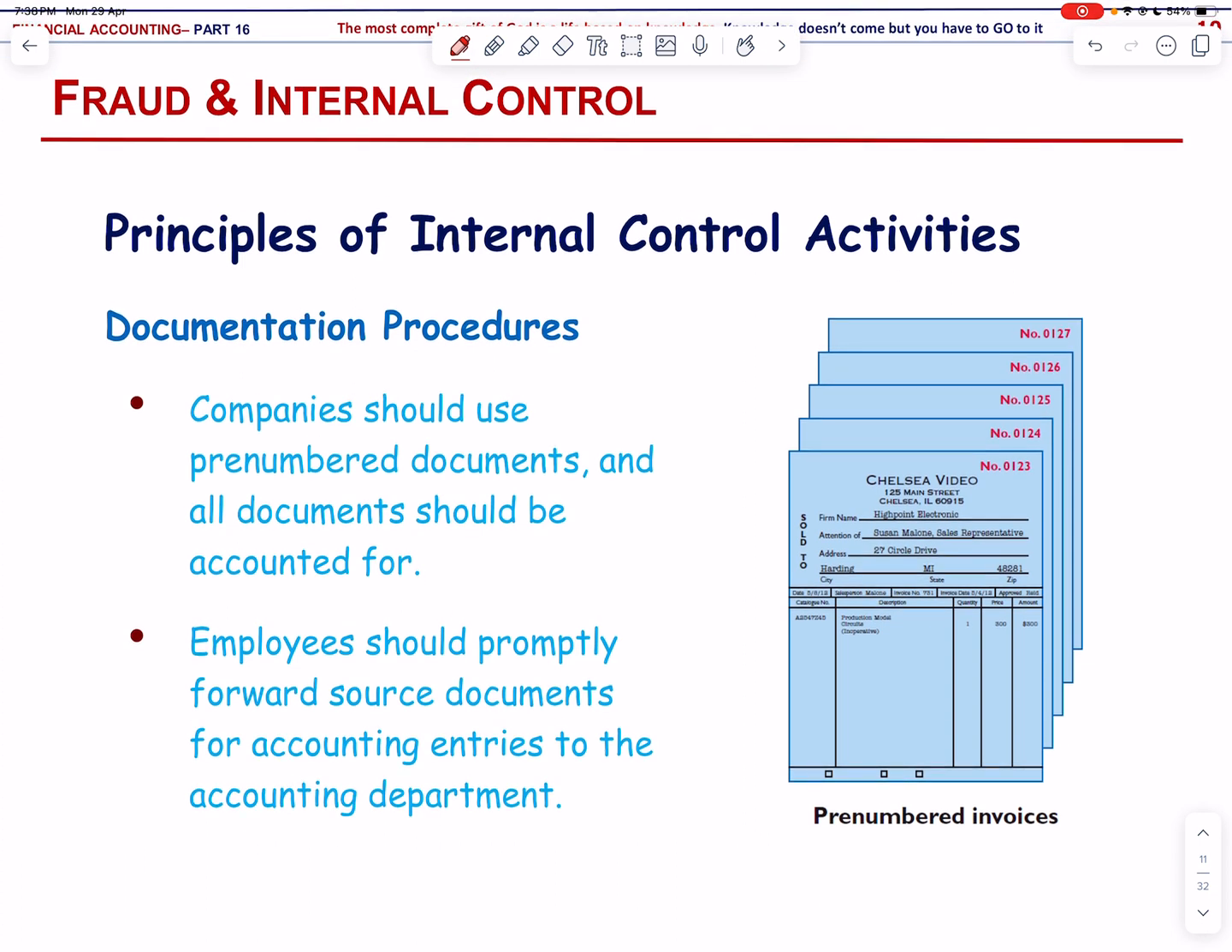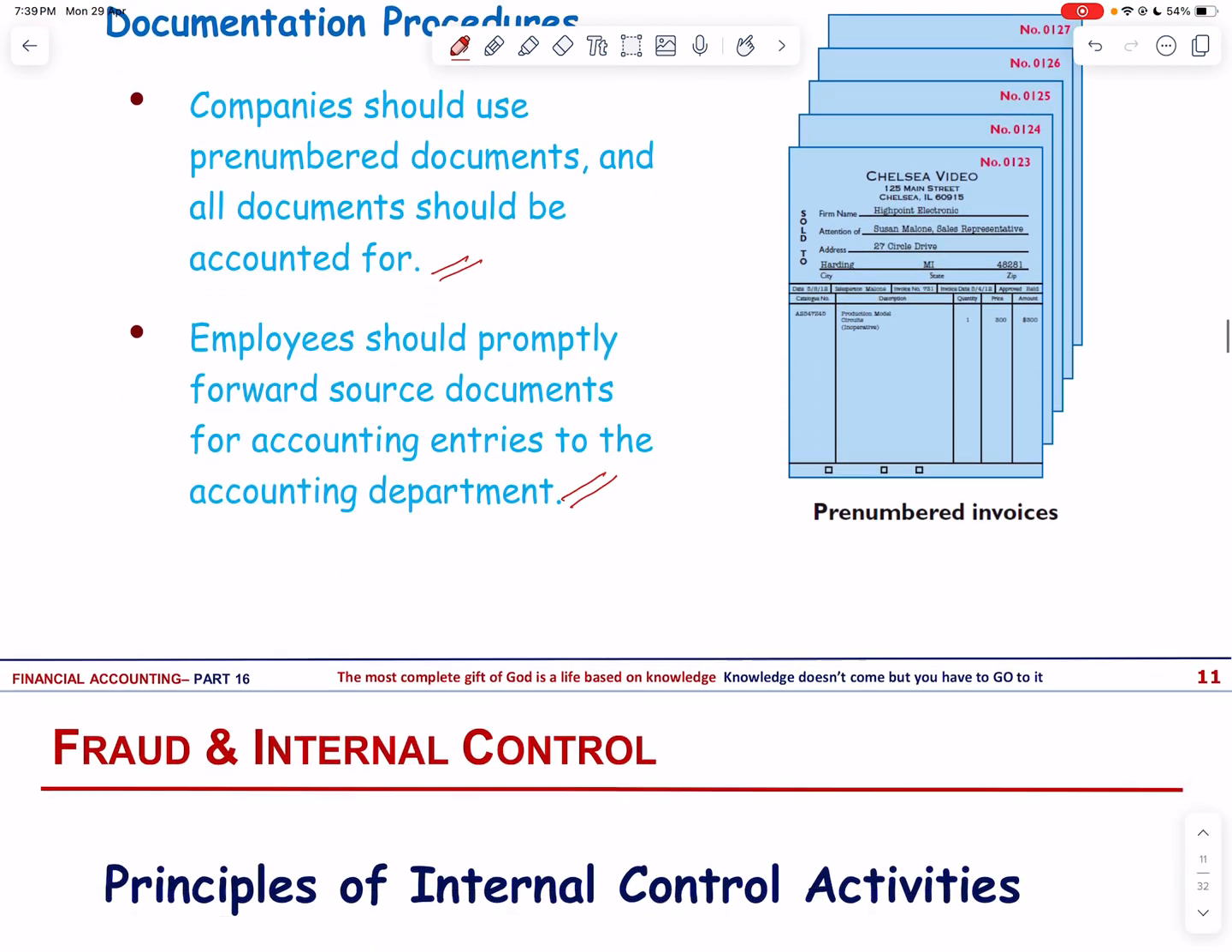Documentation procedures involve pre-numbered documents, that is, use sequentially numbered documents to track transactions systematically. Prompt document forwarding, that is, employees should quickly send source documents to the accounting department for recording. So these principles ensure accurate and transparent financial records.